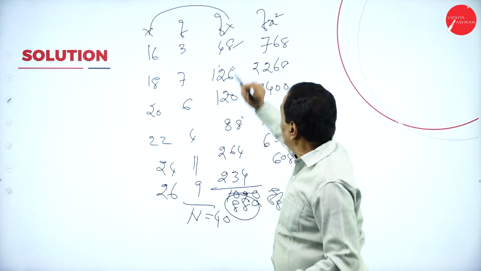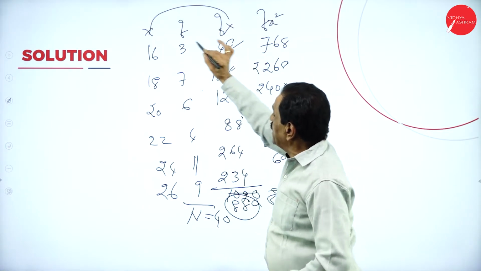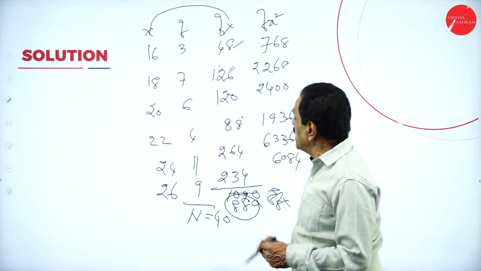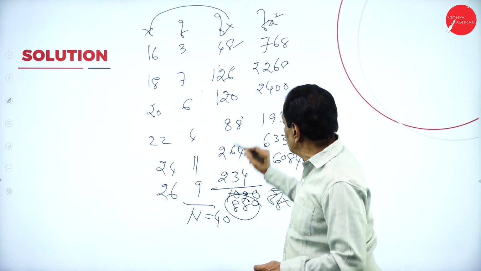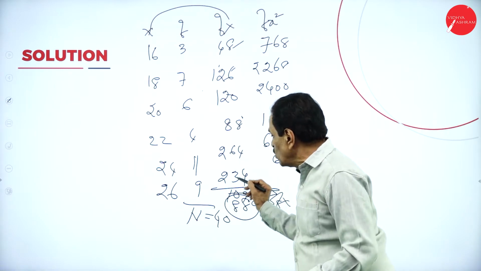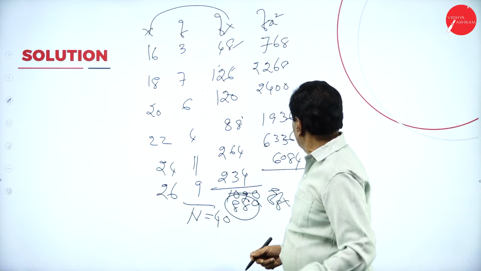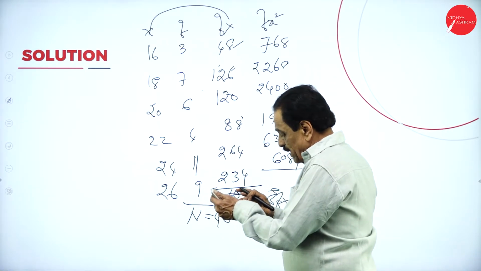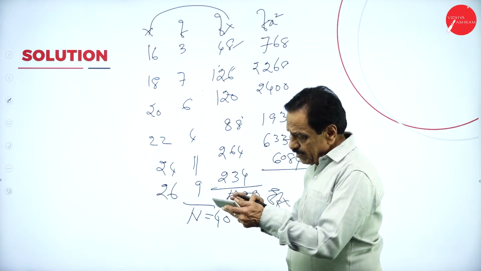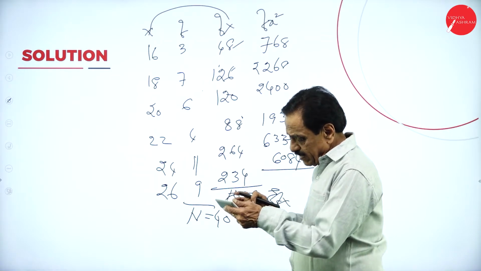f into x, fx, fx into x: 48 into 16, 126 into 18, 120 into 20, 88 into 22, 264 into 24, 234 into 26. Add these figures. 6084 plus 6336 plus 1936.